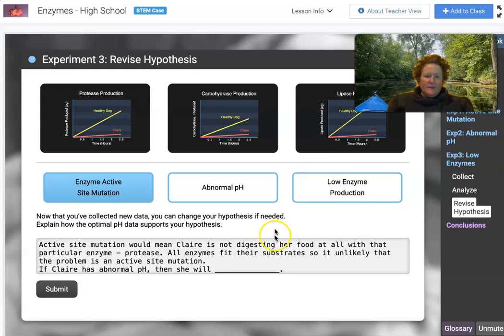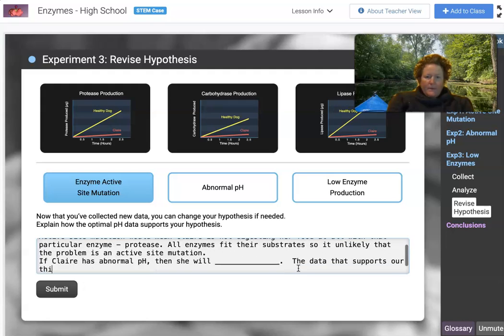Now we have some data to support our hypothesis. So we could say the data that supports our third revised hypothesis is, and then you can figure out what that is. Look at the graphs and make a decision.